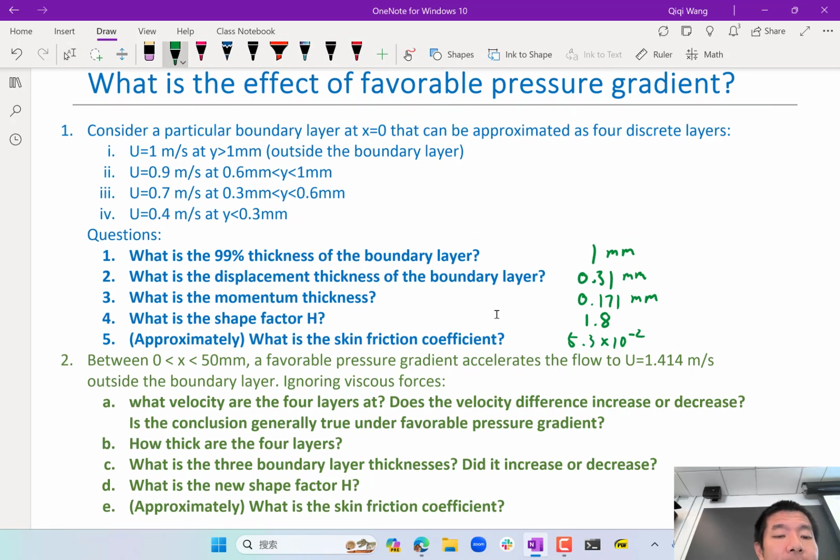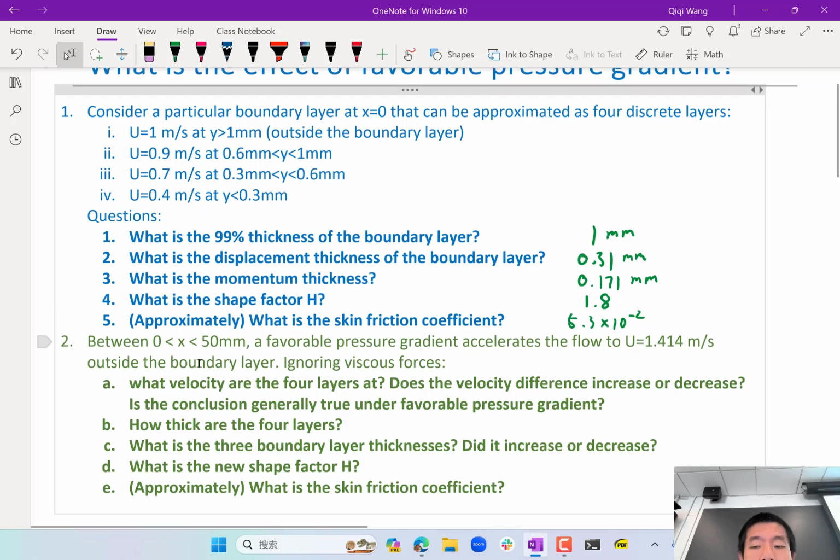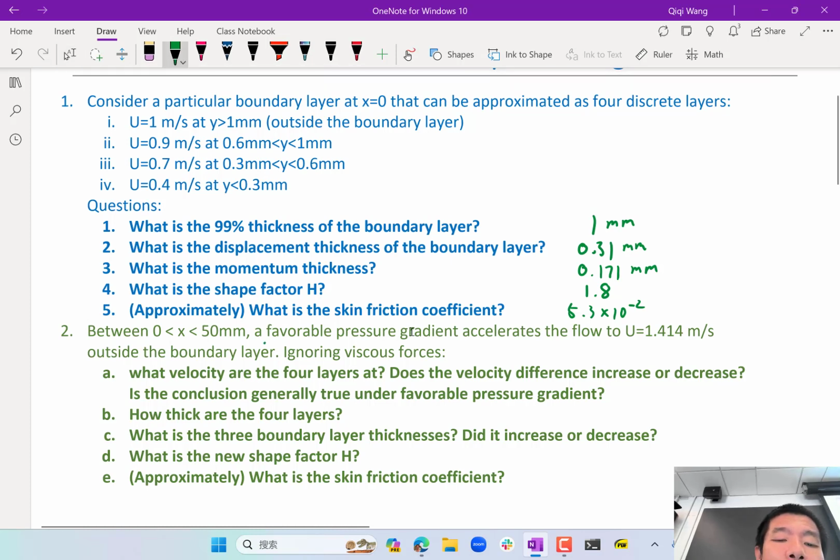So let's say over some length of x, some length of x that is significantly greater than the thickness of the boundary layer. I said 50 millimeters here just to give a number that's almost 2 orders of magnitude greater than the thickness. Now we have a favorable pressure gradient. So what does a favorable pressure gradient mean? A favorable pressure gradient means a pressure that is decreasing as the boundary layer travels downstream.